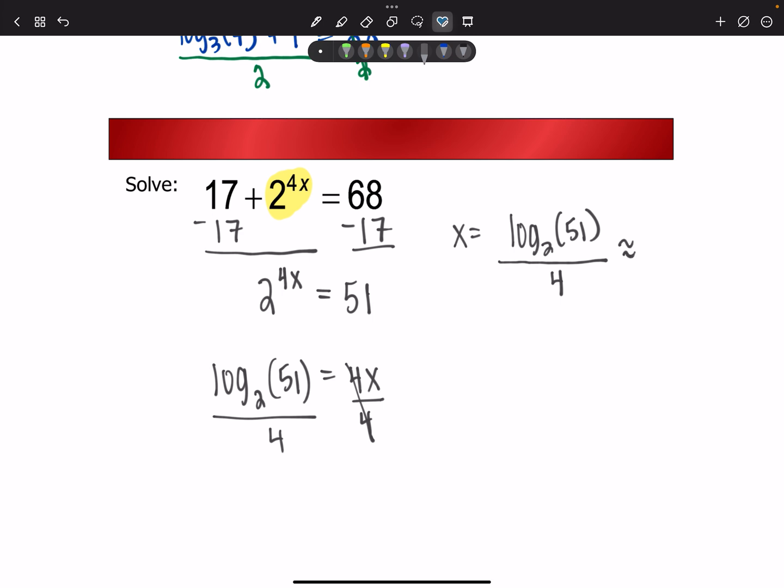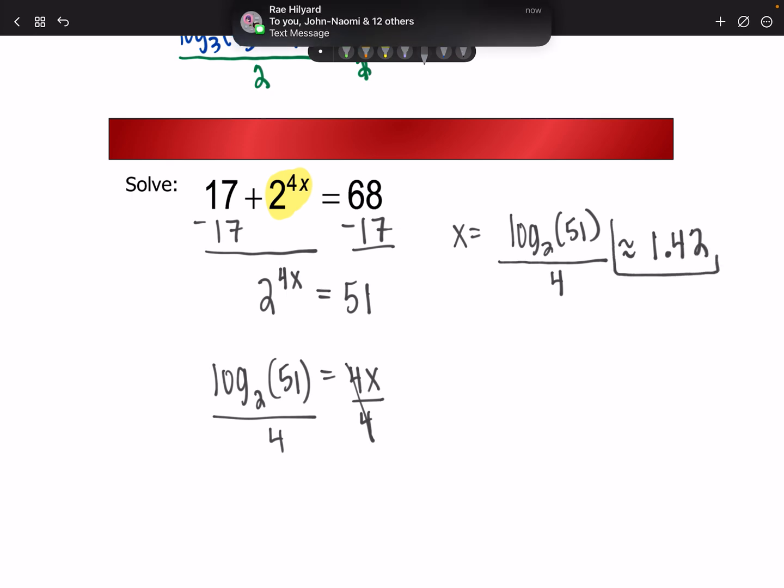So press pause, try and get that in your calculator. Okay, you should have gotten 1.42.